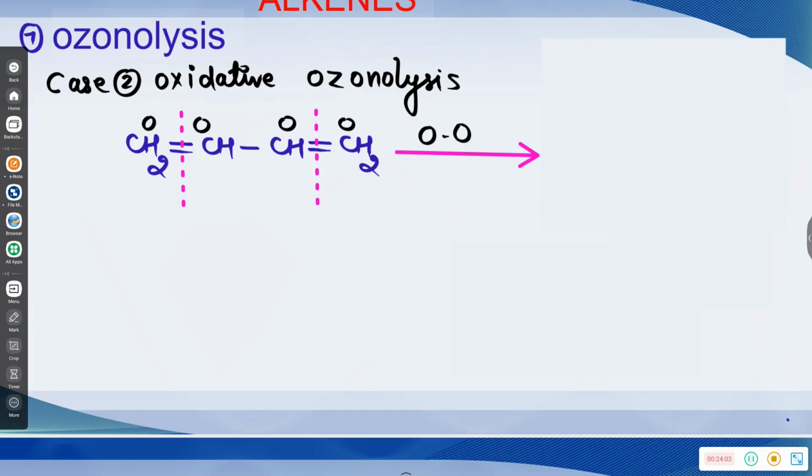Which acid? Acetic acid. 2-carbon is acetic acid. Actual reductive ozonolysis, what will form, you know? Glycol will form. Glycol means what? What is glycol?